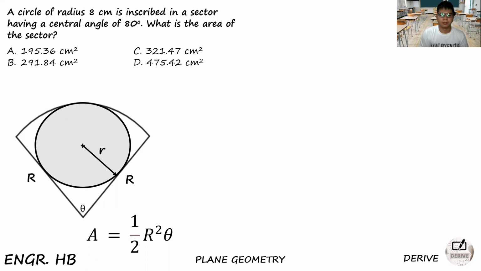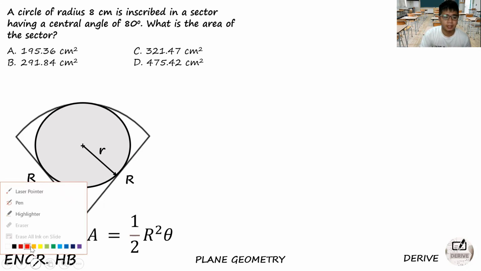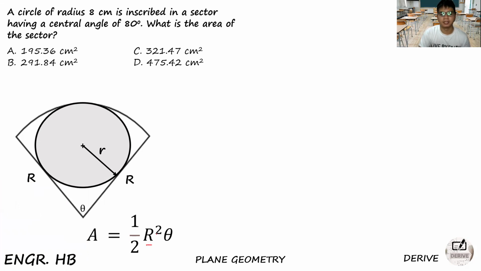So meron na tayong central angle na given which is 80 degrees based on the question. But how about this capital R? Meron namang given na radius pero circle yon. Ang hinahanap natin is this capital R, that is the radius of the sector. So kung given si capital R, kulang tayo ng tinta. Ayan. So kung given sana itong capital R, so this is a direct substitution question. But the thing is, we need to look for this capital R.